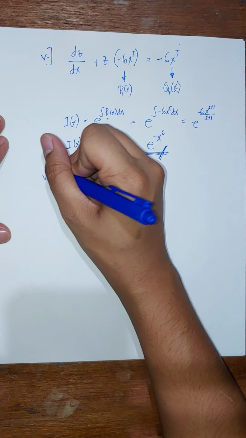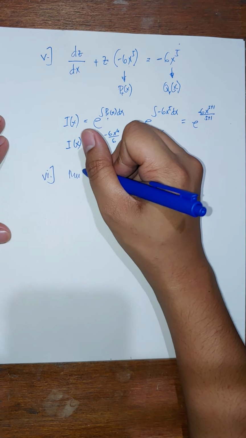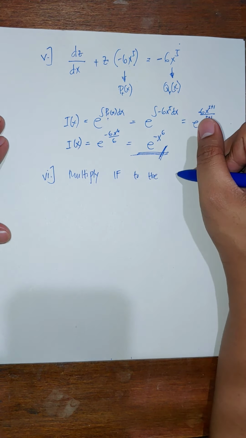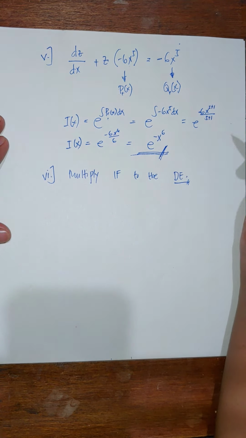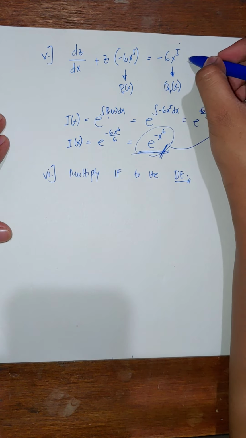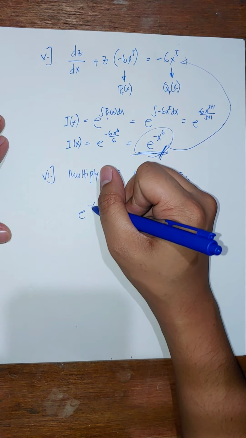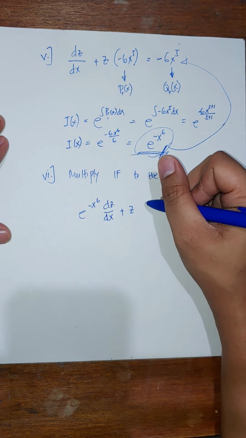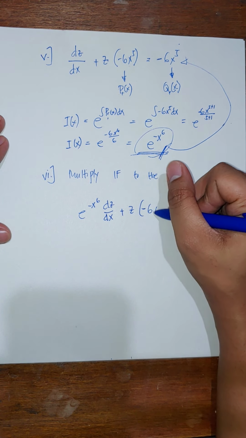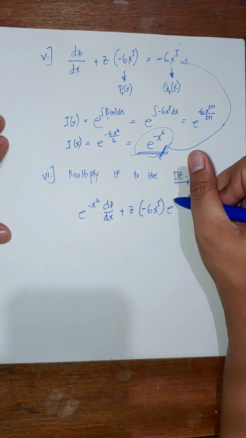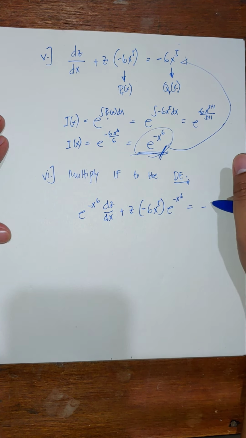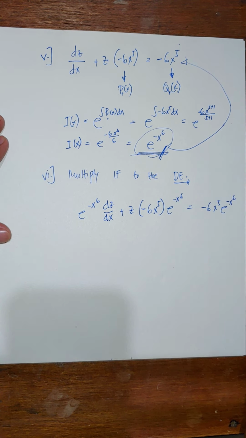Next, what do we do with the integrating factor? Multiply the integrating factor to the whole differential equation. So we multiply it here. This becomes e to the negative x to the 6 times dz over dx plus z times negative 6x to the fifth times e to the negative x to the sixth power is equal to negative 6x to the fifth times e to the negative x to the sixth power.